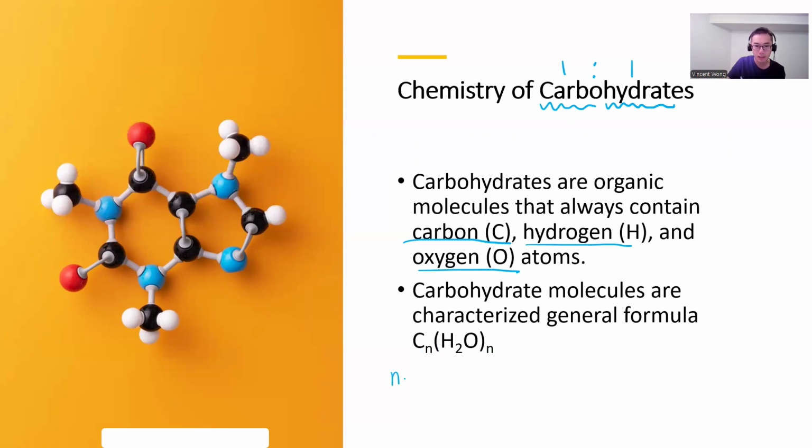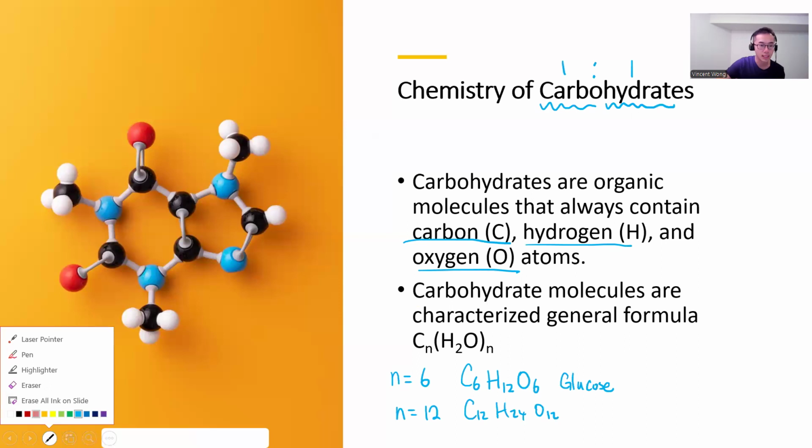For example, if n is 6, then we have C6H12O6, because 2 times 6 is 12, and then O6. And this, you might start to recognize, is glucose. You can have different n numbers. If n equals 12, then you have C12H24O12, right? So different n numbers. We're not going to learn all of them, but you should know as we go on that glucose is C6H12O6.